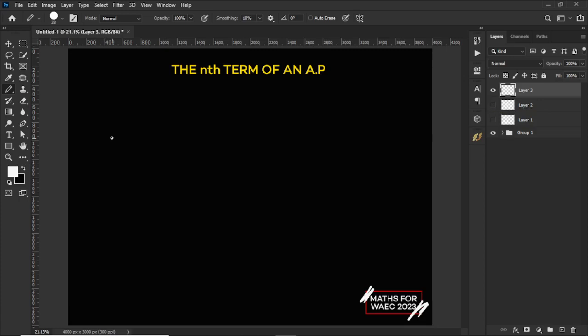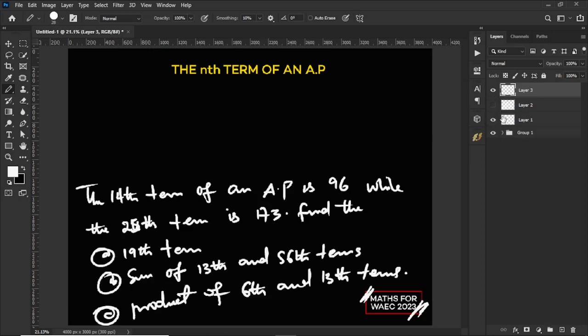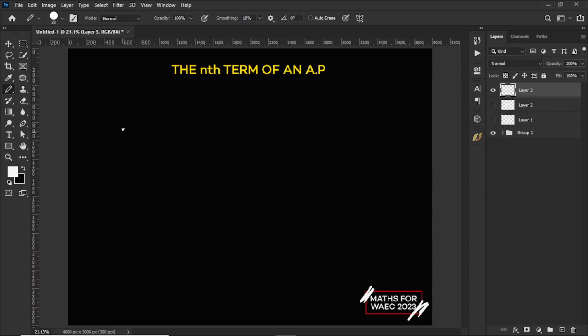I've been able to get the value for T13 and T56, right? So what was the question? The question is the sum of the two: the sum of the 13th term and the 56th term.